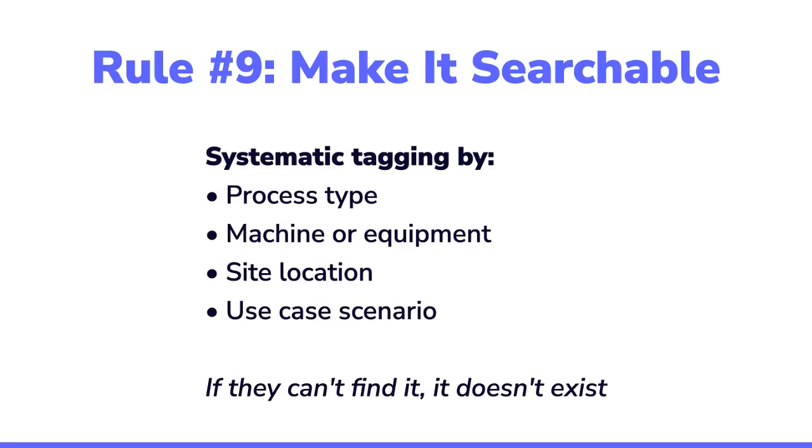Rule number 9, make it searchable. If people can't find the training, it doesn't exist. Tag each speech systematically by process, machine, site, and use case. Consistent tagging makes content discoverable when employees need it most, during actual work situations.